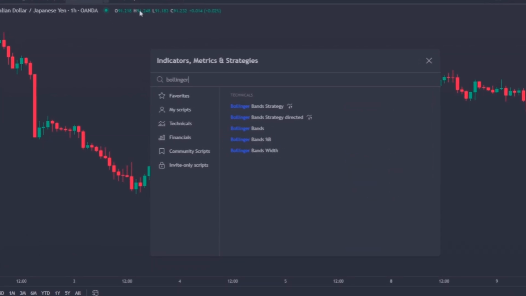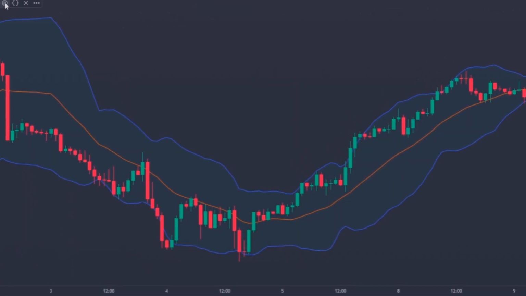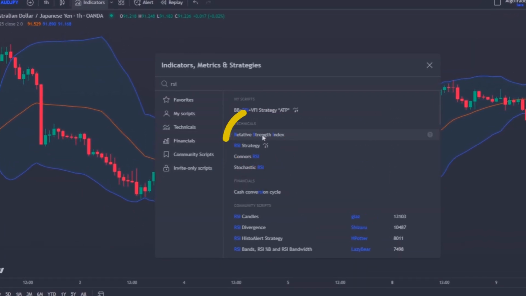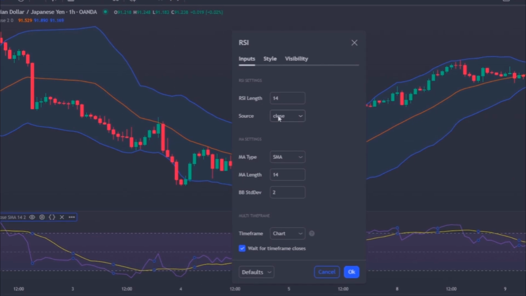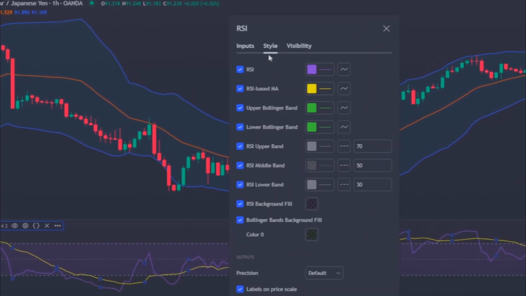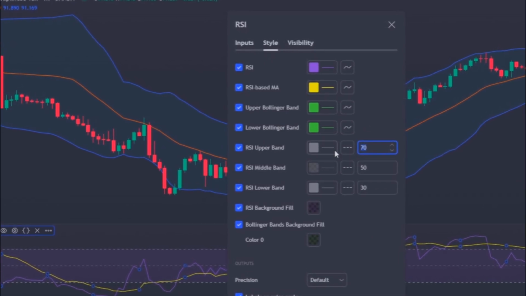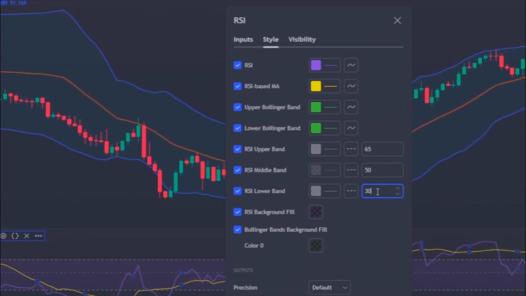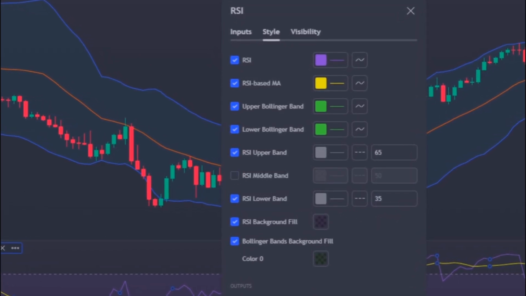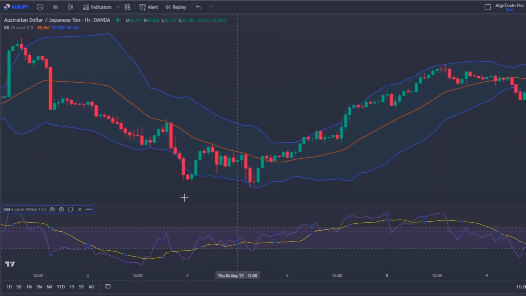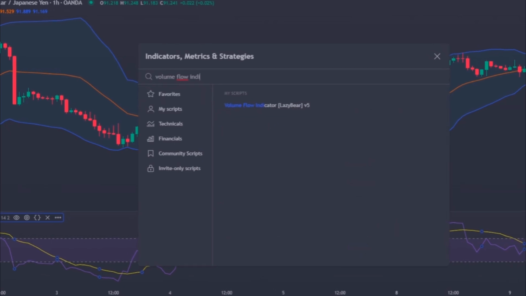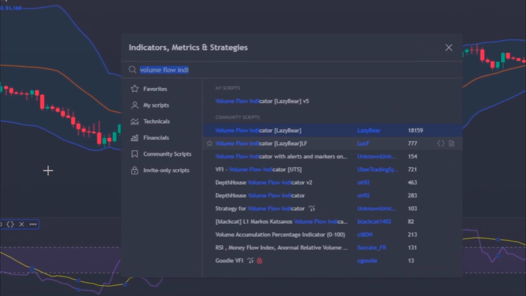The first indicator is the Bollinger Bands, where you need to change the length to 25. The second one is the Relative Strength Index, where you need to change the RSI length to 8, the moving average type to a volume-weighted moving average, and here in the Style section you need to change the RSI upper band to 65 and the RSI lower band to 35, and you can also turn off the middle line band because you won't need it. And the third one is the Volume Flow Indicator by Lazy Bear with the default settings.